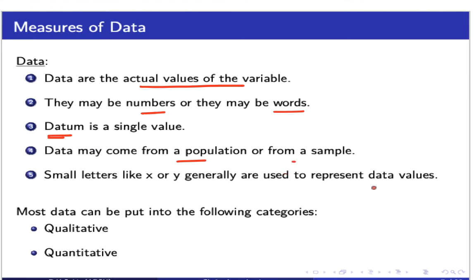And how do we represent data values? We represent them as small letters like small x, small y, z, a, b, whatever you want. Now these data further fall into two categories: qualitative and quantitative. As the name quantitative suggests, it's a quantity, it's like numbers. Qualitative is non-quantitative, that means non-numbers. So now let's go and look deeper into these qualitative and quantitative data.